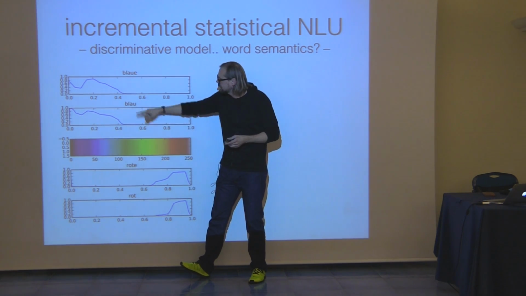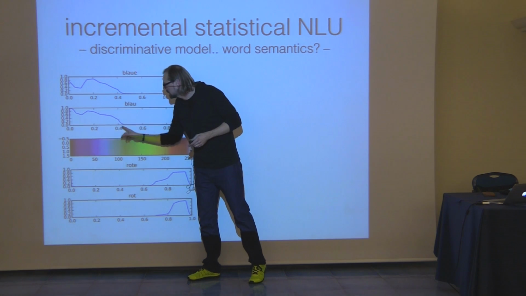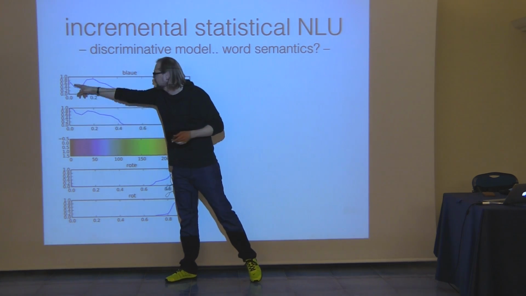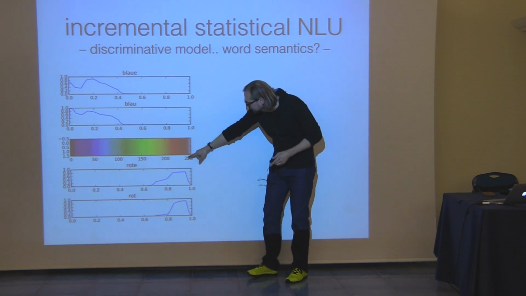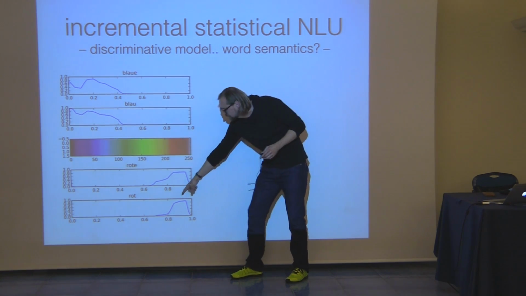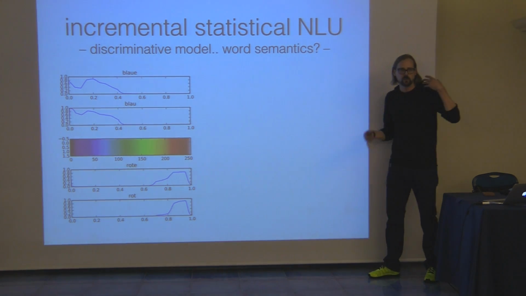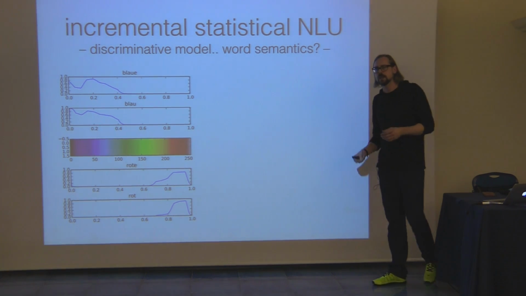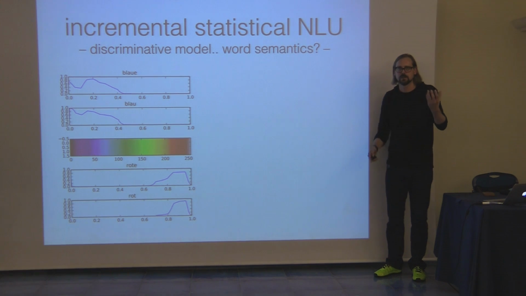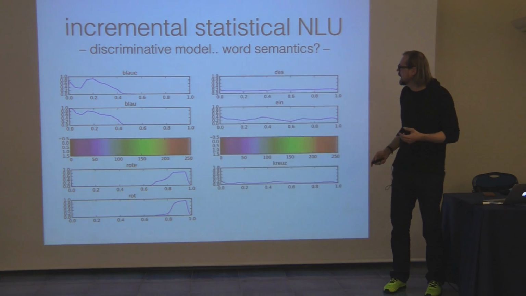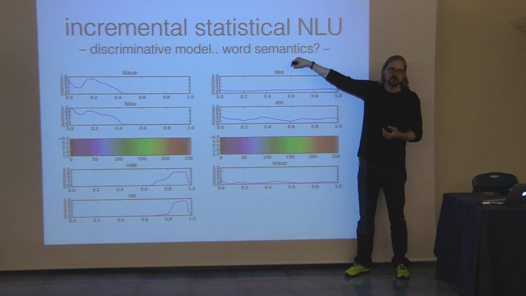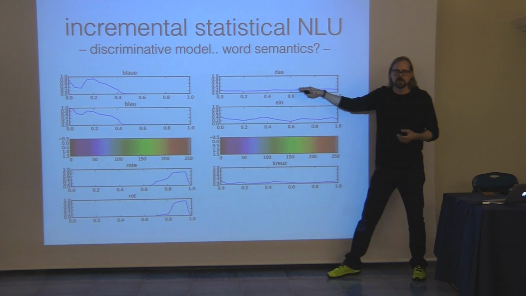So this is the word blue, this is another form of the word blue, and it's peaking somewhere here. I'm not quite sure why it likes black so much. So this is the word red, two variants of the word red, and they are peaking here in the spectrum, right? So we are giving a lot of examples to this, and it's picking up on the discriminative features that the word seems to be speaking about. And as a sanity check, this is the classifier for the word das, the article, and it's flat across the color spectrum, right?